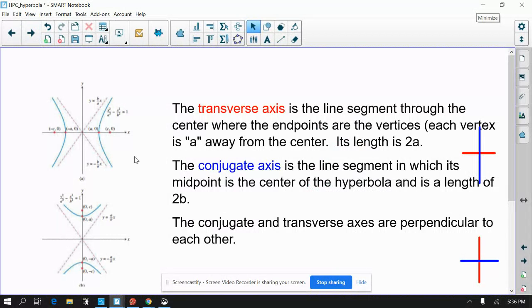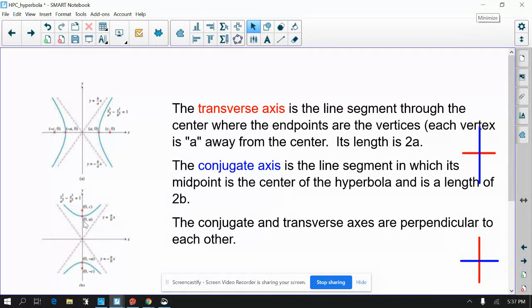There's more to it than just that. It has something called a transverse axis and a conjugate axis. So a chord or a line segment through the center of the hyperbola to each vertex, that is called the transverse axis. So this one's facing left and right. The transverse axis will also be facing left and right. This one's facing up and down, so the transverse axis would be vertical here. So the transverse axis goes through the midpoint, and its endpoints are the vertices.